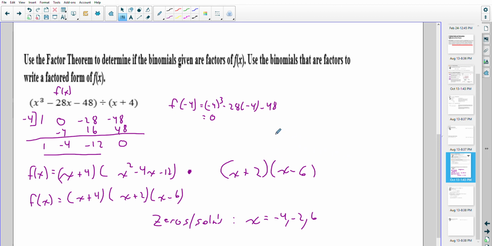So that's some information on dividing polynomials and being able to apply the remainder theorem and the factor theorem, and being able to factor out a polynomial where normally it would be quite challenging to factor.